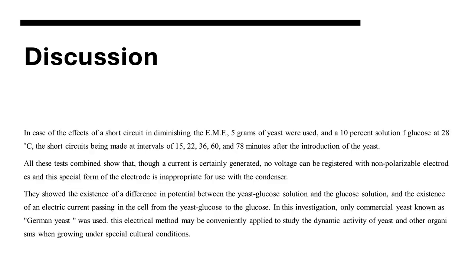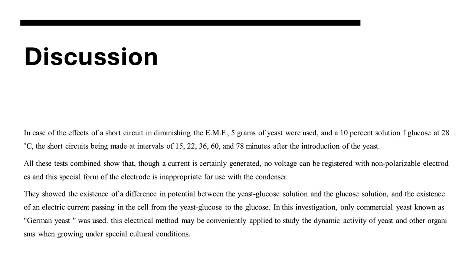In case of the effects of a short circuit in diminishing the EMF, 5 grams of yeast were used, and a 10% solution of glucose at 28 degrees Celsius, the short circuits being made at intervals of 15, 22, 36, 60, and 78 minutes after the introduction of the yeast. All these tests combined show that, though a current is certainly generated, no voltage can be registered with non-polarizable electrodes, and this special form of the electrode is inappropriate for use with the condenser.